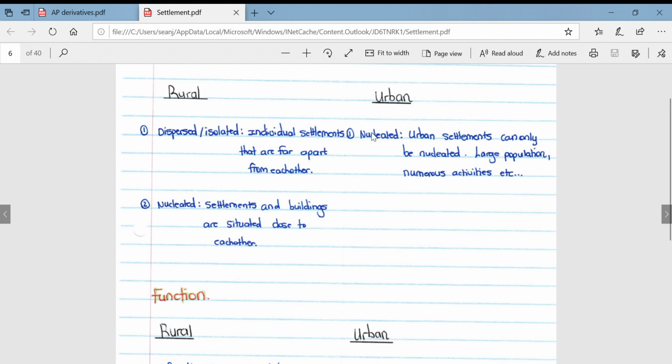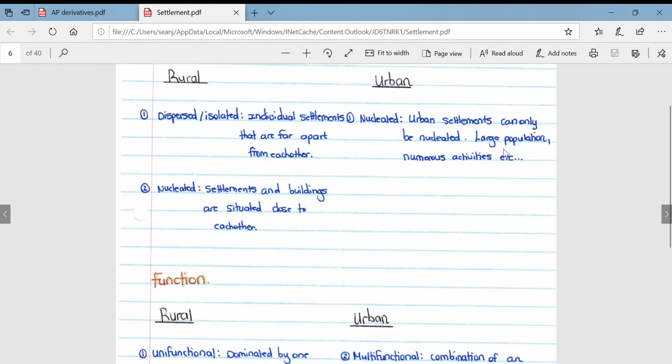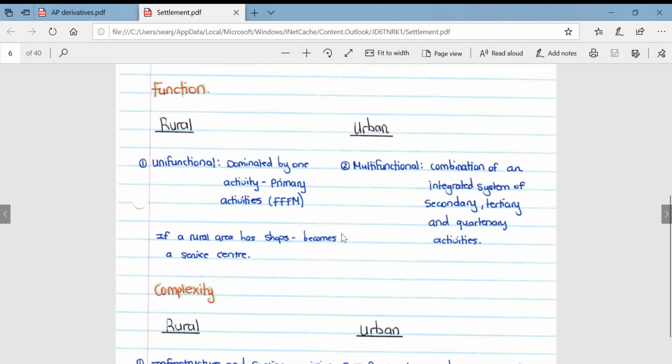A nucleated settlement in terms of an urban setting. Urban settlements can only be nucleated due to their large population and numerous activities. Then we look at the different functions.